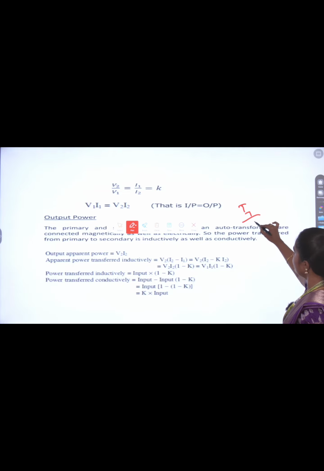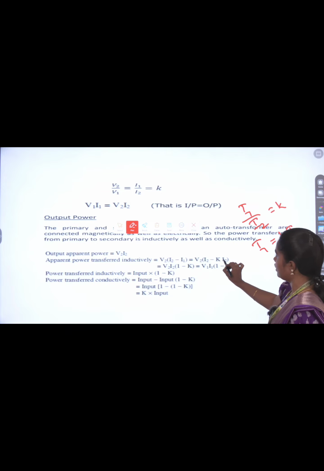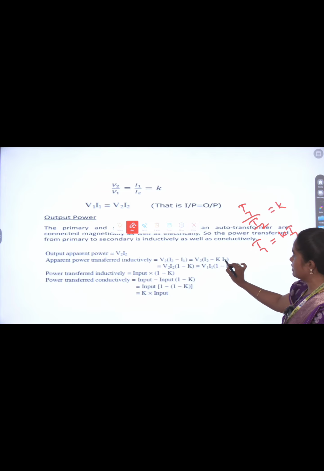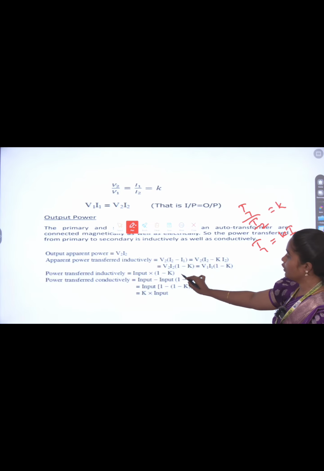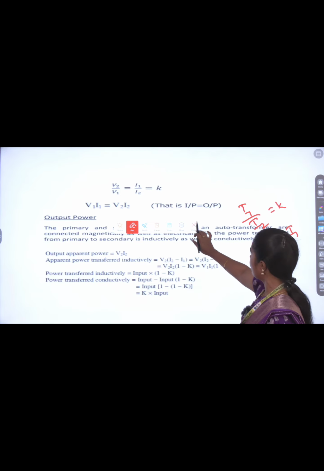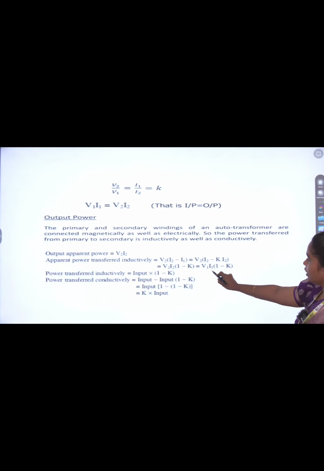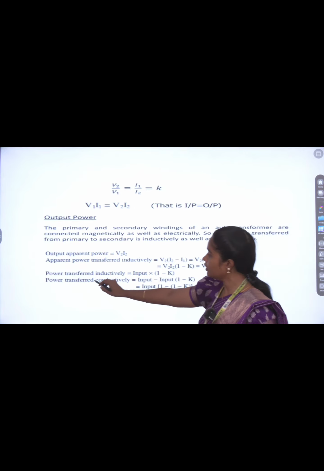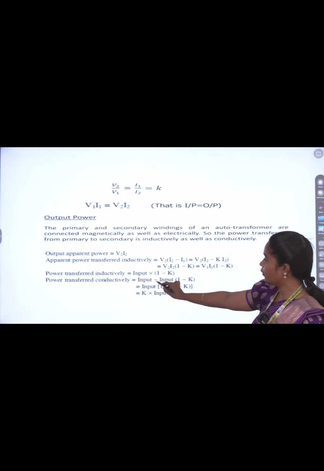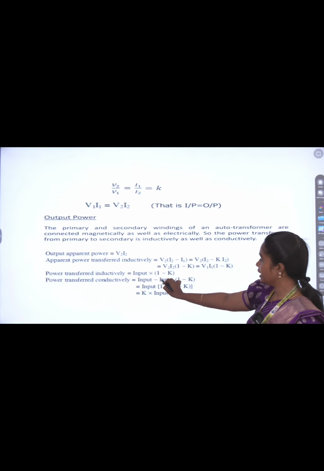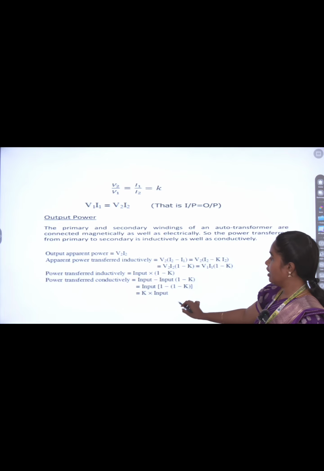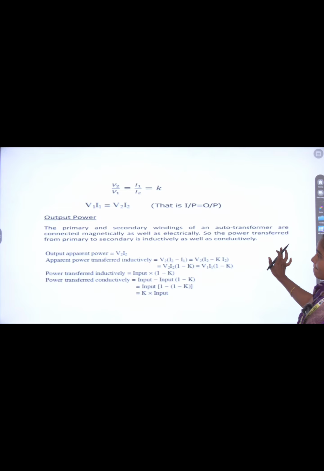So I1 divided by I2 equal to K, so I1 equal to K I2. Substitute the I1 value in this equation: V2 into I2 minus K I2. Solving it, V2 I2 into 1 minus K. The final answer is V2 I2 into 1 minus K. The input power equals the output power, so the final answer is V1 I1 into 1 minus K. Next one, power transferred inductively means input into 1 minus K. If it is needed, power transferred conductively means input minus input of 1 minus K, and the final answer is K into input.